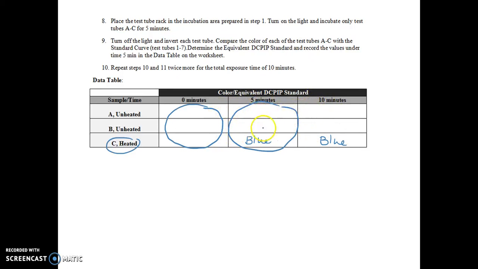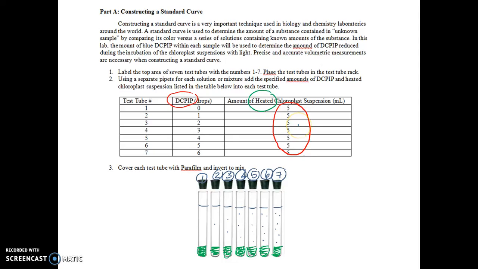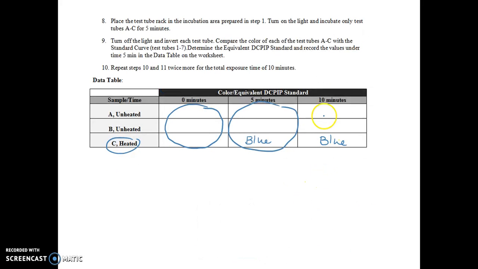Now, how are we actually going to quantify this color change? Remember, that's when we go back to our initial tubes. So rather than writing that it kind of turned back to clear, we're going to write down, hey, now it looks like test tube 2, or now it looks like test tube 5, or 7. So these numbers are actually going to be a way to quantify what's going on in this experiment.